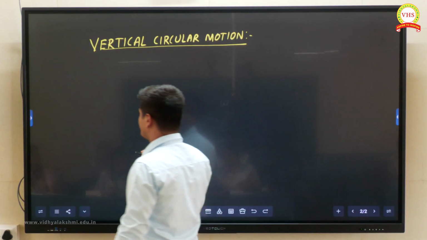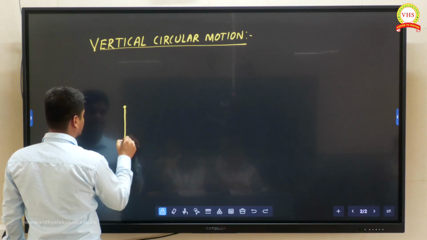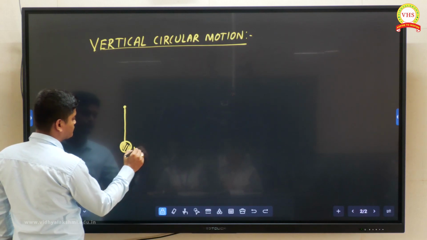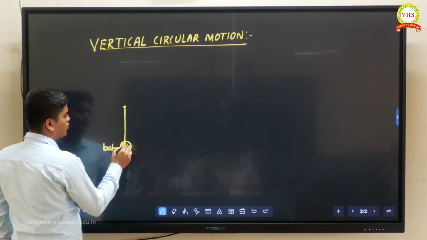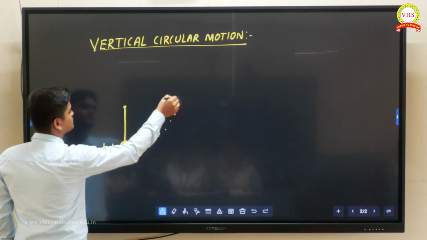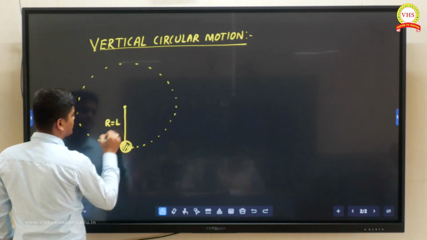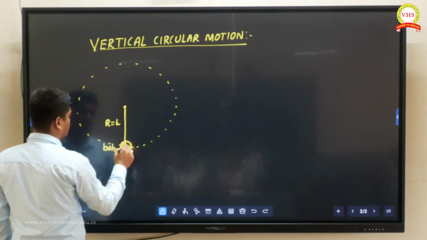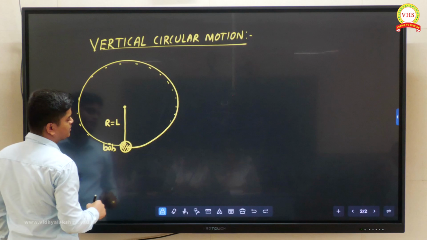Here what is happening? Suppose one string I am having here. The string is attached to a mass. Suppose this is called bob. This bob is moving in a circular path. Its radius is r, or the length of the string is l. Okay, so it is moving in a circular path here. So draw a circle here. On a circular path it is moving.